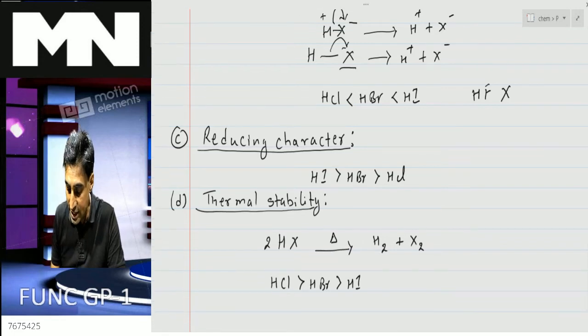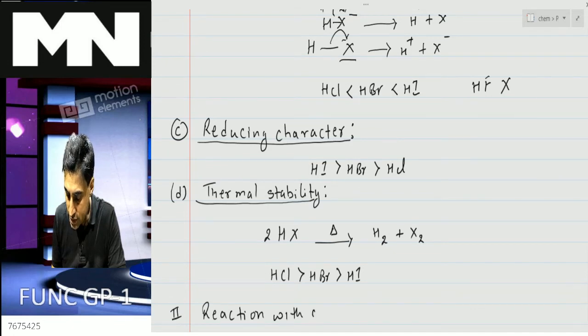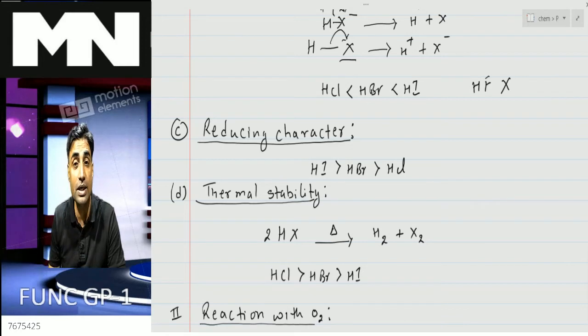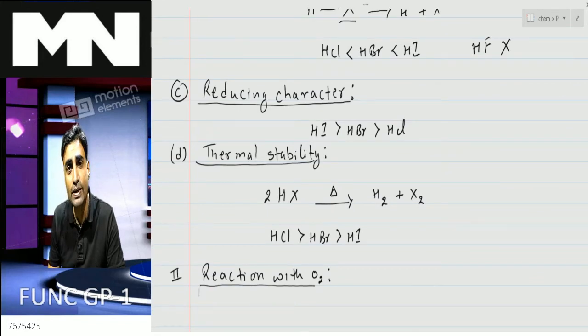Next we'll see their reaction with oxygen. So second is reaction with oxygen. The same topic is in the 16th group also. There we call it reaction of oxygen with halogens. The same type of compound we'll get.